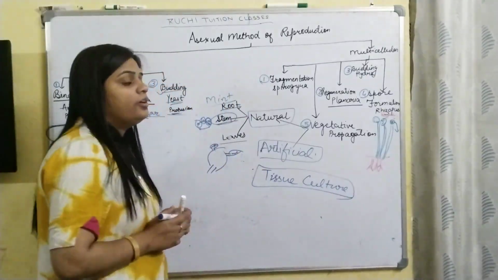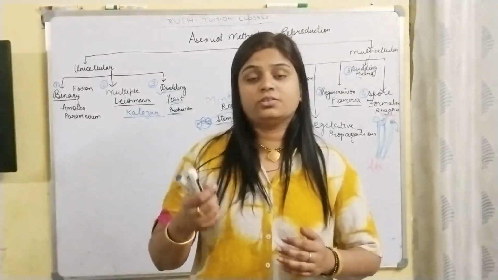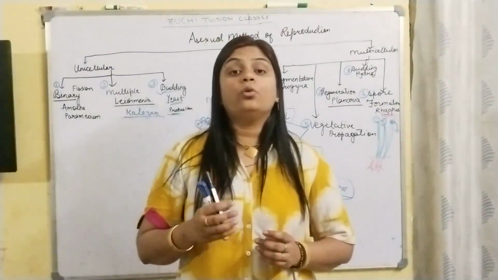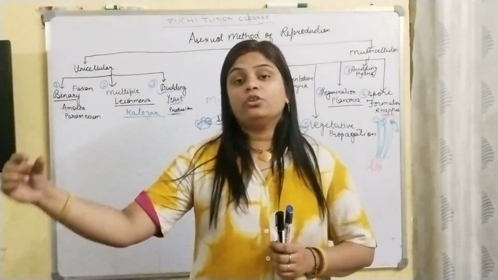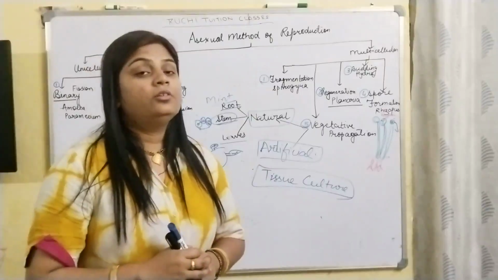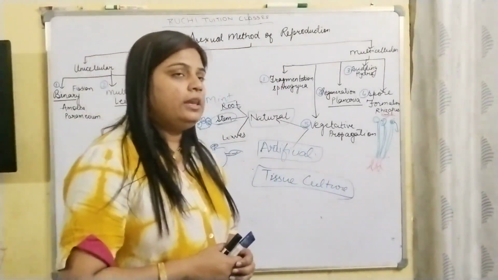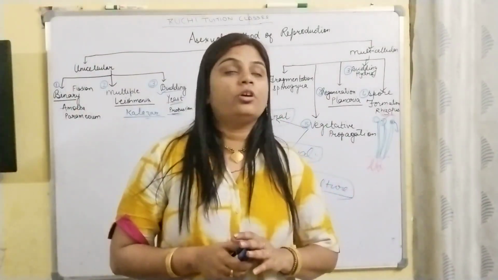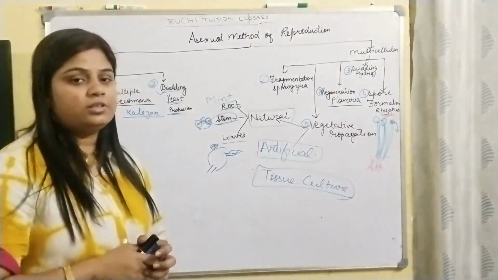One of the very common examples, like you have seen rose, what you do? You cut the rose stem and you plant the rose stem. So this is also an example of vegetative propagation. So this is the asexual mode of reproduction or asexual method of reproduction in organisms.